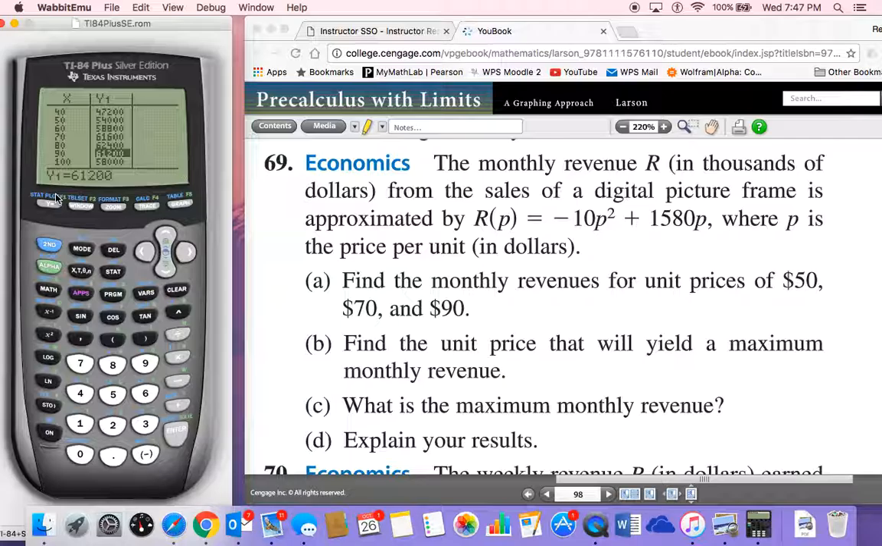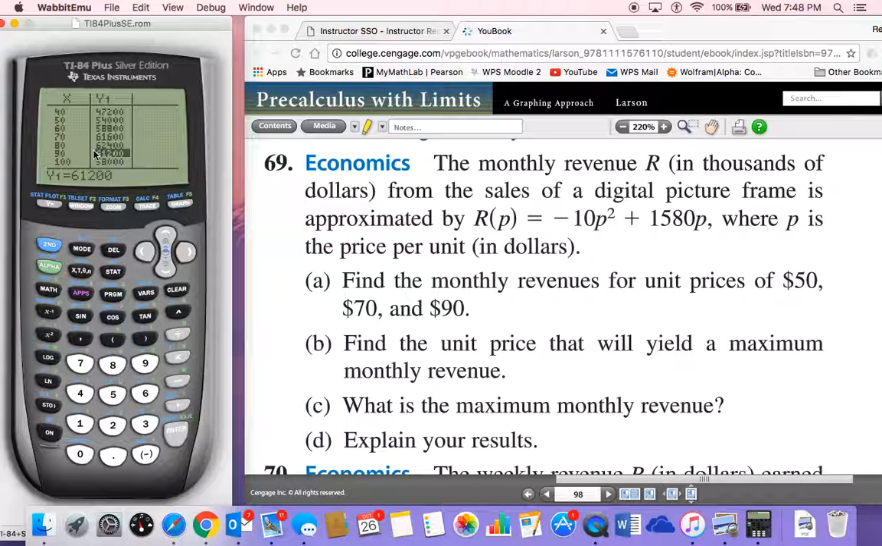But if you keep looking at this and it keeps going up but you can't find the vertex, then change the table set. For instance, instead of going up by 10s, go up by 20s, or 50s, or 100s. So there's some adjustment involved.